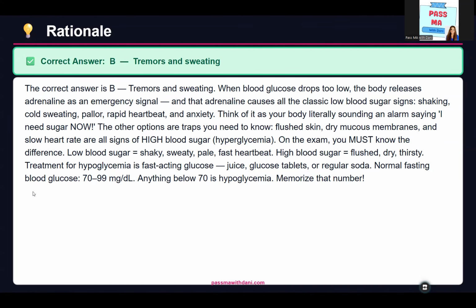Now, a normal fasting blood glucose is going to be between 70 and 90. Anything below 70 is considered to be hypoglycemia. Anything above 99 for a fasting blood glucose is considered to be hyperglycemia. So make sure that you guys do remember this reference range for the exam.